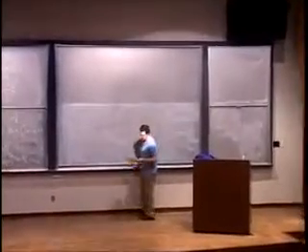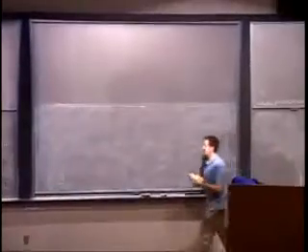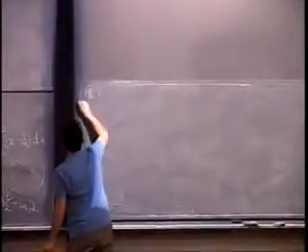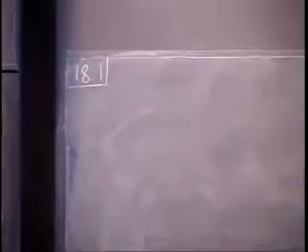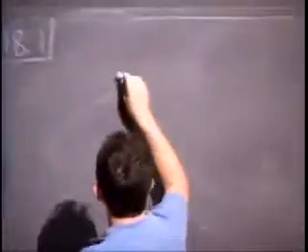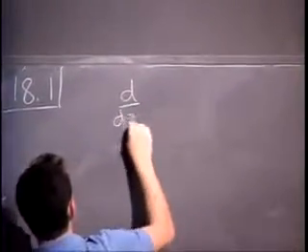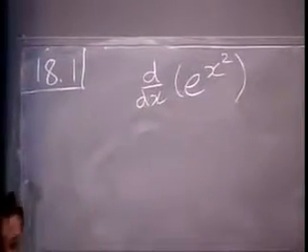Okay, so I just intend to go over section 18.1. Okay, so we've already gotten some nice techniques about finding antiderivatives, but it turns out we can do a little bit better. By way of motivation, let's differentiate e to the x squared.